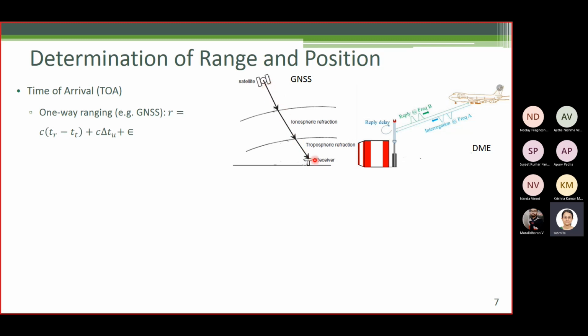Okay. Now, when the signal starts from the satellites, it is time-stamped. Satellite has highly accurate atomic clocks. Okay, the signal is time-stamped when it starts from the satellite.